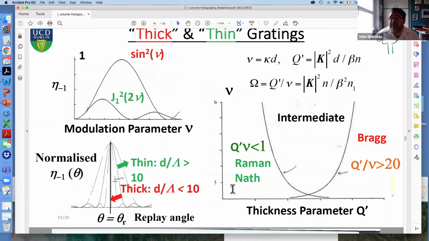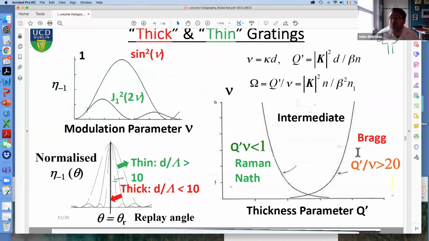Okay? And then there's a huge region in here which is called an intermediate region. Now again, in the intermediate region, you really require more accurate types of models. The Raman-Nath model is often talked about as an n-wave model, but it has no selectivity. There's no Bragg effect associated with it. For the Bragg, mostly we're going to talk about the two-wave type model from coupled wave theory, so we get a good feeling for what's going on.